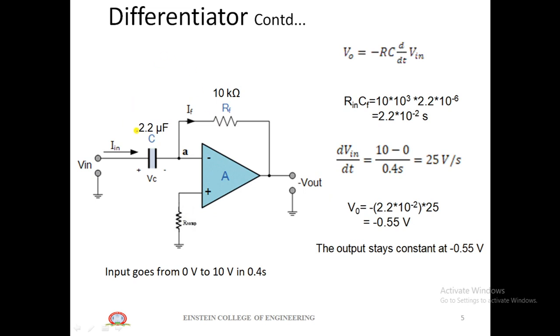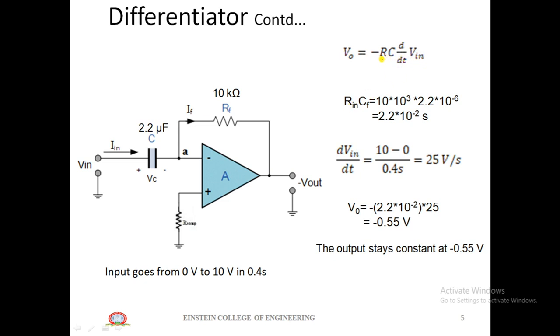Now we see one problem related to differentiator. The input signal goes from 0 volt to 10 volt linearly in 0.4 seconds, with a capacitance value of 2.2 microfarad and a feedback resistance of 10 kilo ohm. For that we are going to find the output voltage of the operational amplifier differentiator circuit. So here V0 is equal to, for differentiator, the equation is minus RF C d by dt of Vin.